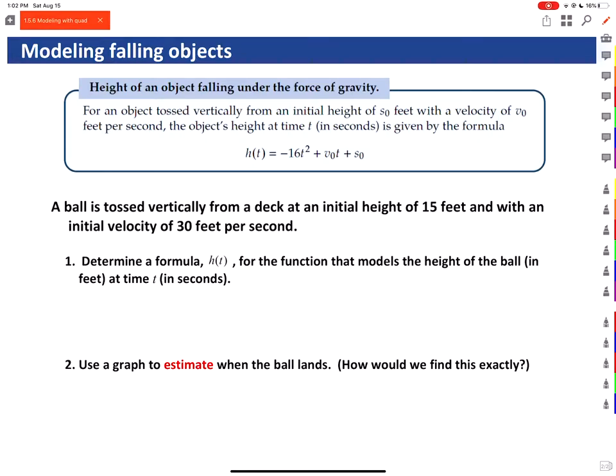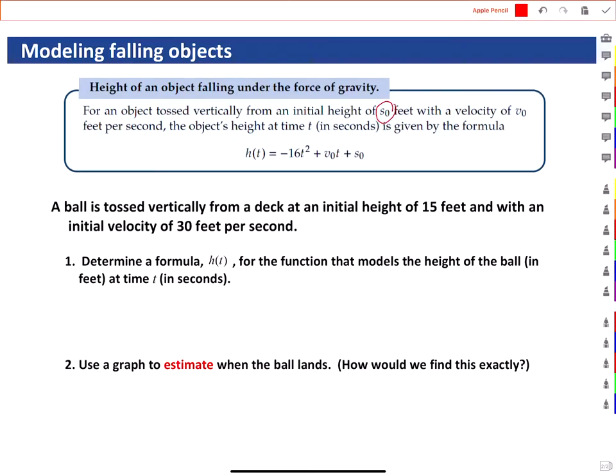The one I decided to use was the one out of our textbook that talks about the height of an object falling under the force of gravity. So for an object tossed vertically from an initial height of s0 feet, this is just your initial amount of feet. Don't worry about those little subscripts. With a velocity of v0, again, that's just a value there, feet per second. The object's height at time t in seconds is given by the formula h of t equals negative 16t squared plus v0 t plus s0.